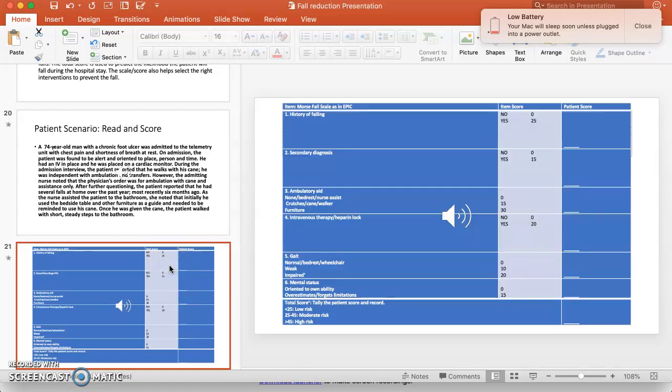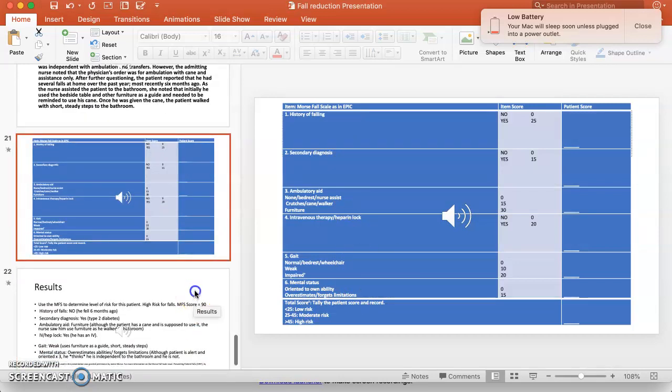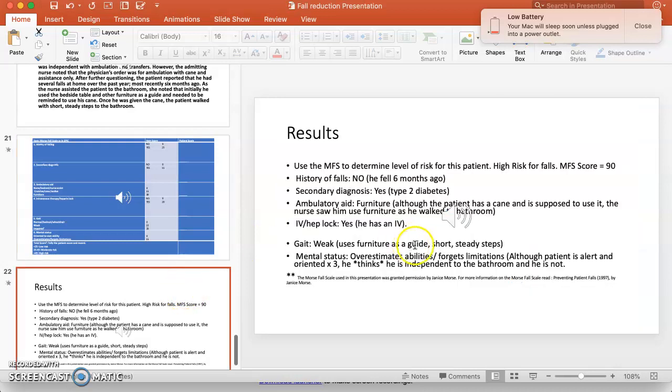And here is the Morse fall scale. Please pause this and take a moment to score the patient and then come back to the presentation. So the results: patient scored a 90. One, because he gets a 0 for no falls because he fell 6 months ago. Oops, secondary diagnosis.